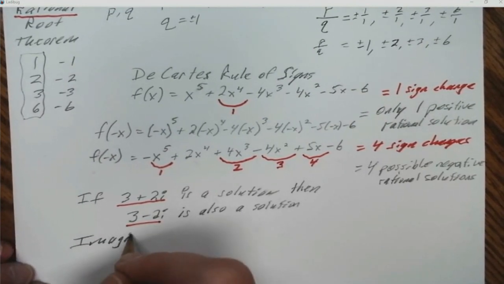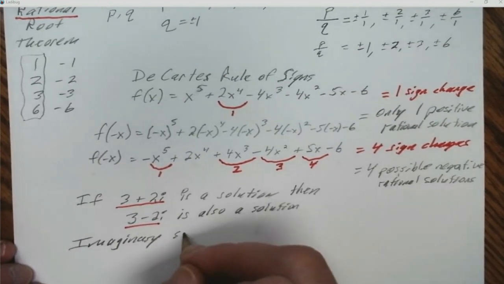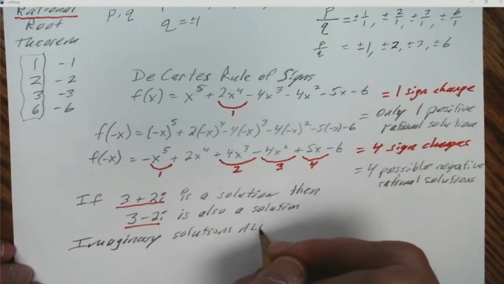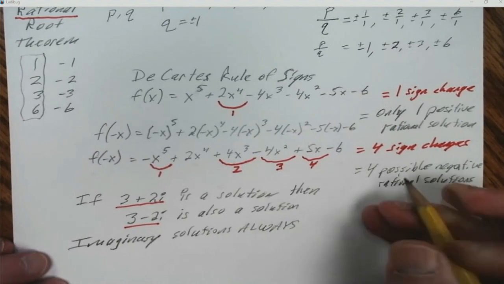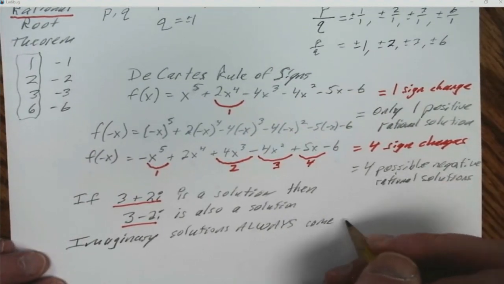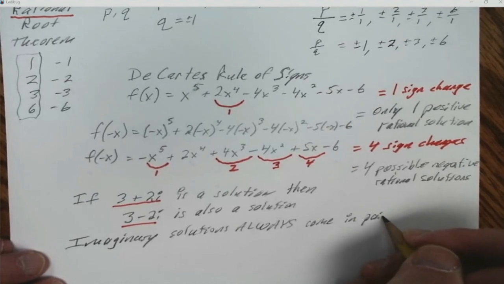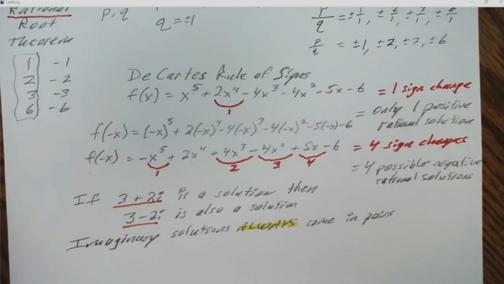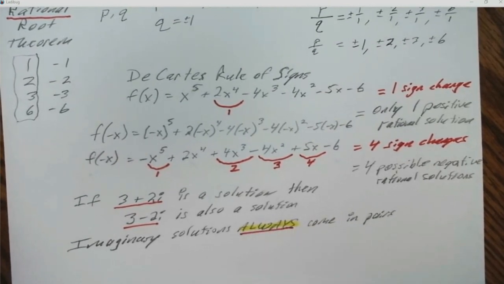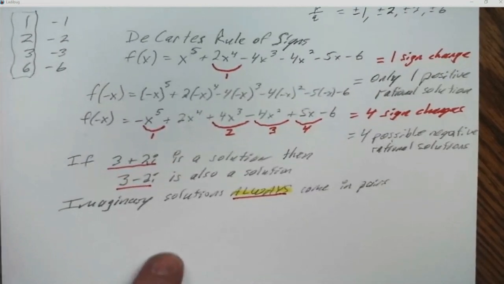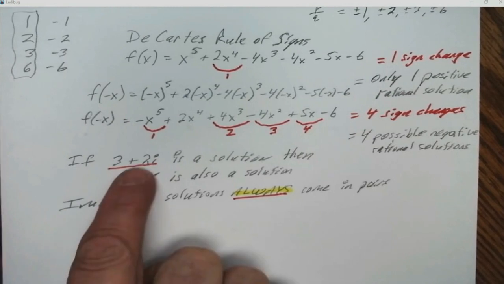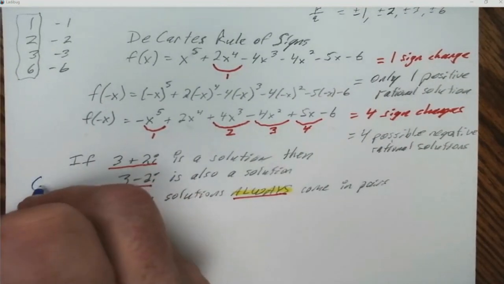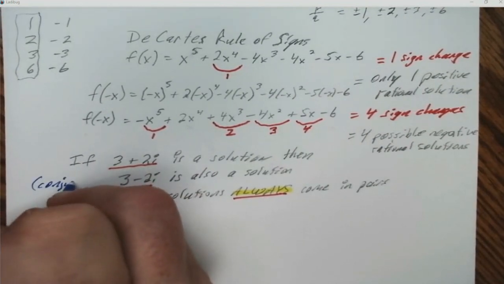Imaginary solutions, always, I'm putting this in all capital letters, come in pairs. I'm going to highlight that and I'm going to underline it in red. Imaginary solutions always come in pairs. So if you have this one, you have its conjugate. Conjugate. I'm going to put that in our notes.